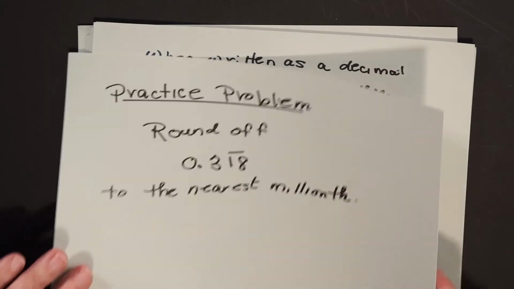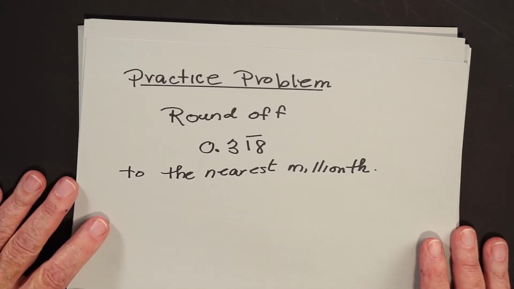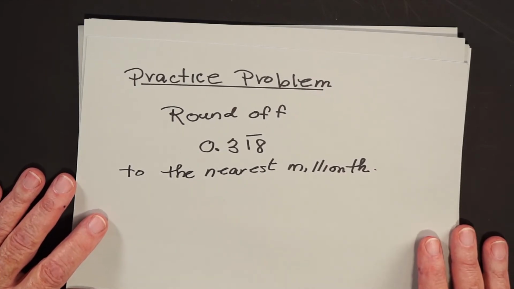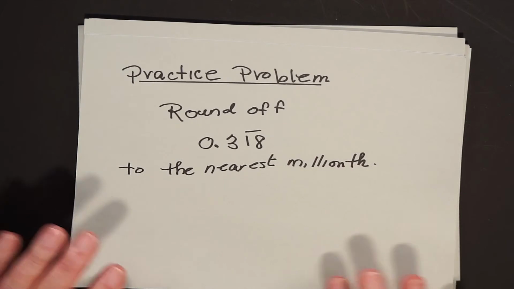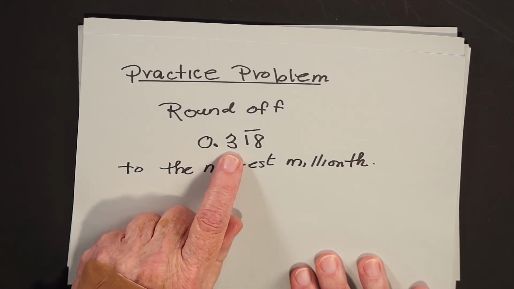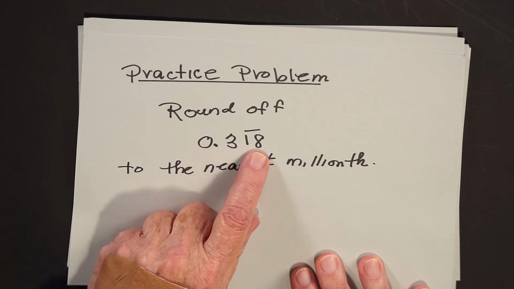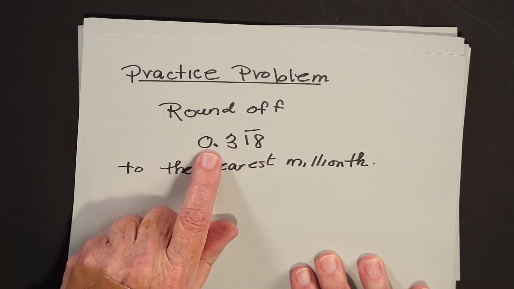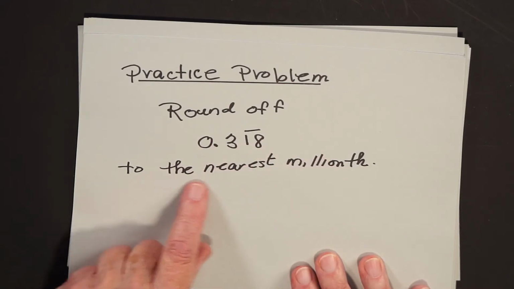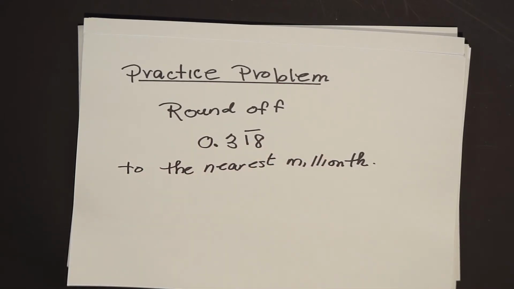But for now, let's come to our practice problem, which is just another way of saying we've done enough for today. And our practice problem today says round off 0.3, and there's a bar over the 1 and the 8. So 0.3, and the 18 then goes on endlessly, to the nearest millionth. And what you're going to do now is, as usual, pause the video, answer the question, and then come back and look at my commentary.